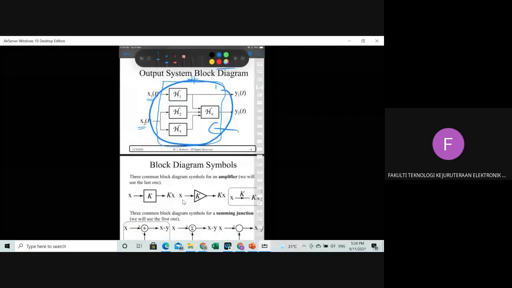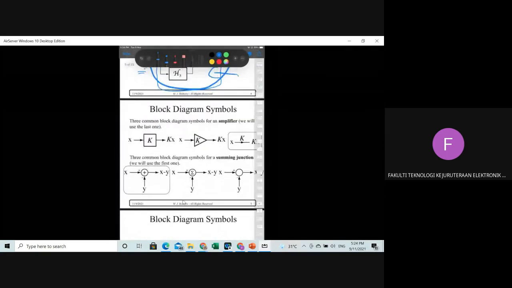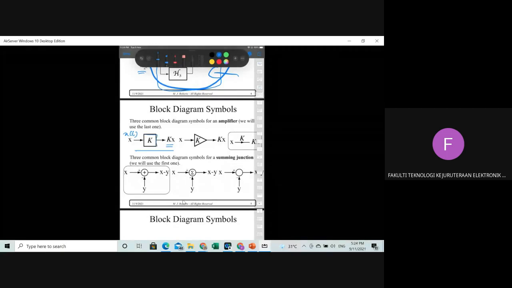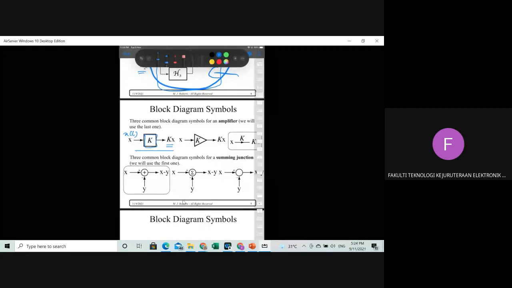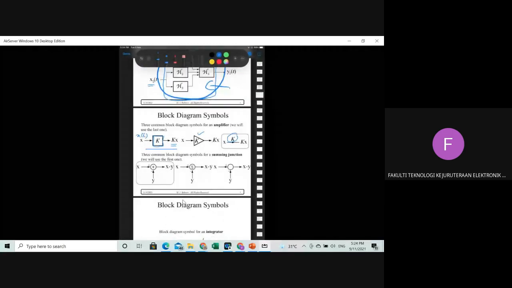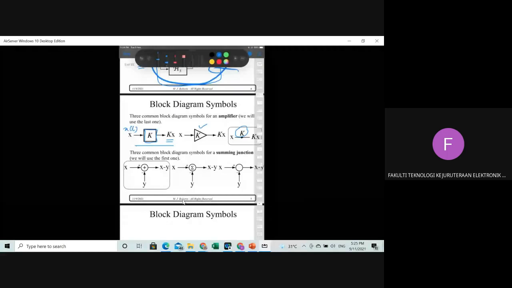Before we go further, this is just to show you common symbols used. This is also a simple block diagram. x means the input, like x(t), and k is the constant or amplifier, so the output is kx. Instead of using this square, you can have the triangle here, or just an arrow with k, so you know the output will be kx.